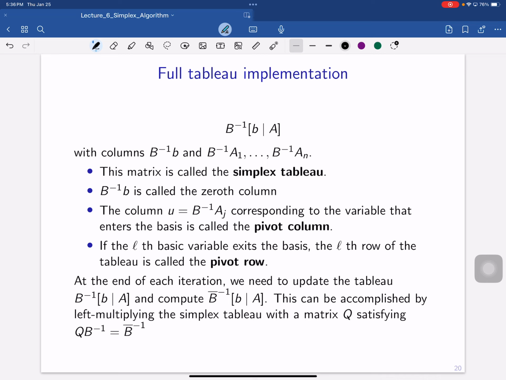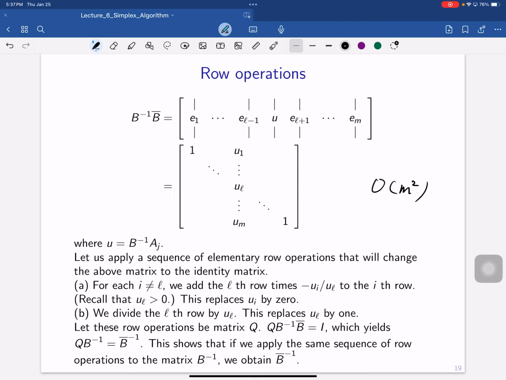In practice, the way people implement the simplex algorithm is called the full tableau implementation. I'm not going into the details of this part because it is not required, but it is more efficient to implement it this way. The idea is that since B inverse and the next iteration's inverse are very similar, you only need to consider those row operations that make it an identity matrix.